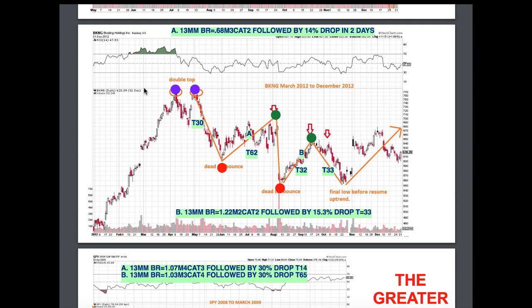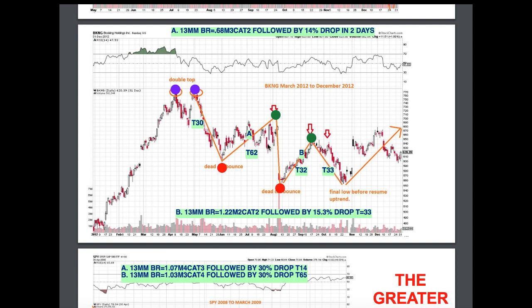Okay, in this case, we're going to take a look at an example of BKNG. Now, that was a while back. Actually, at the time, in 2012, the ticker used to be PCLN for Priceline. So similar pre-existing conditions, right? You got a double top. You got a time frame of 30 days, move lower all the way to the red dot right here, followed by a bounce A, okay, all the way to the green dot. So you've got a bounce ratio of 0.68, magnitude 3, category 2. Now that's followed by only a 14% drop, but look at the time frame, only 2 days.